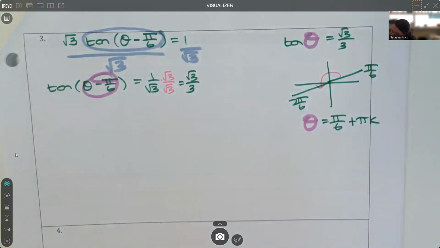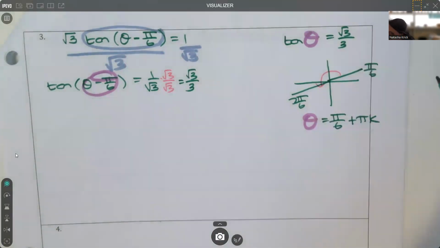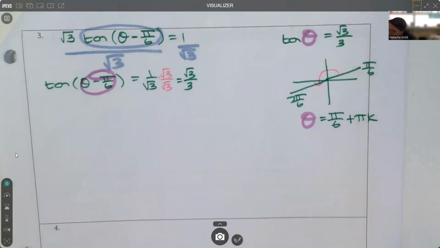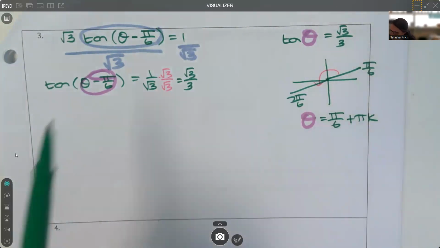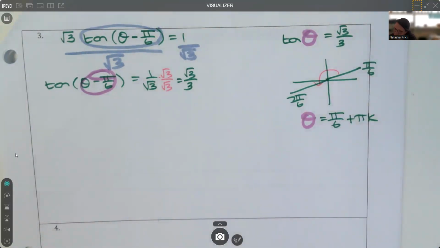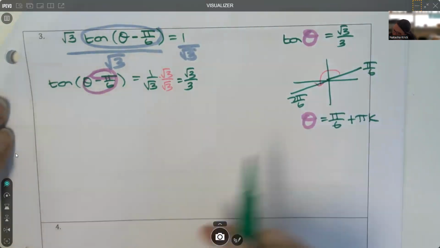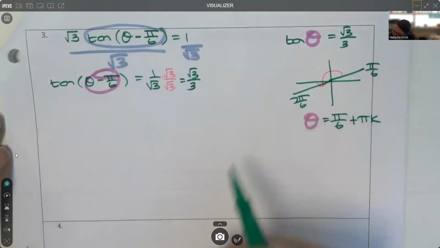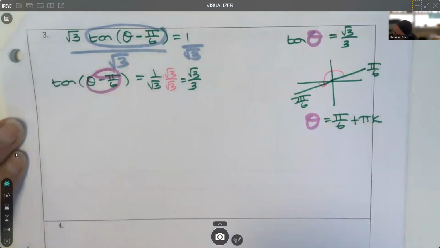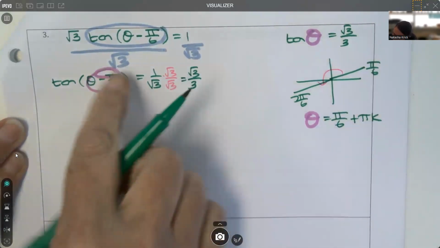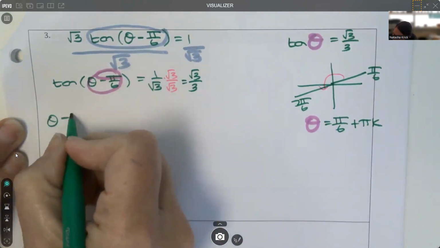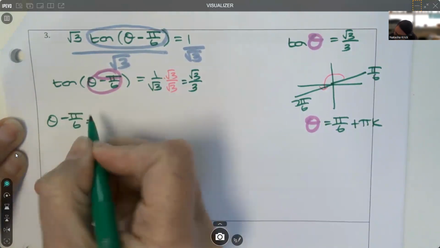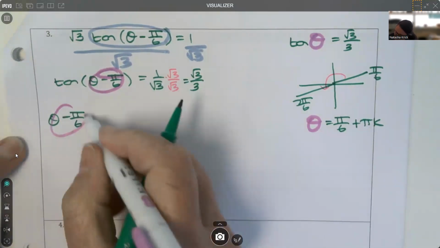And so then, once I've figured that whole piece out, this is exactly what we were just doing last week. Now I'm going to come over here and add this piece in and say, okay, well, the purple theta is equal to pi over 6 plus pi k, but I don't actually have that purple theta. What I really have is theta minus pi over 6. That's what that's actually equal to.